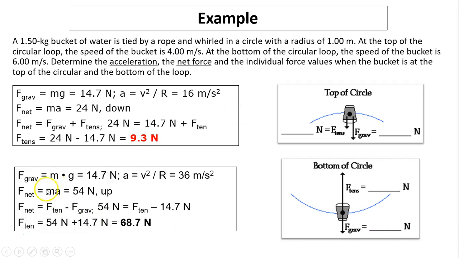Similarly, on the bottom, gravity is the same, but acceleration is bigger because the bucket is moving at a faster speed. So net force is upward, pointing toward the center of the circle. That's 54 newtons up. Now F net is tension minus gravity, because tension is up and gravity is down. So we can plug this in and solve for tension. Tension is 68.7 newtons. It's a lot more force, a much stronger force on the bottom than on the top.